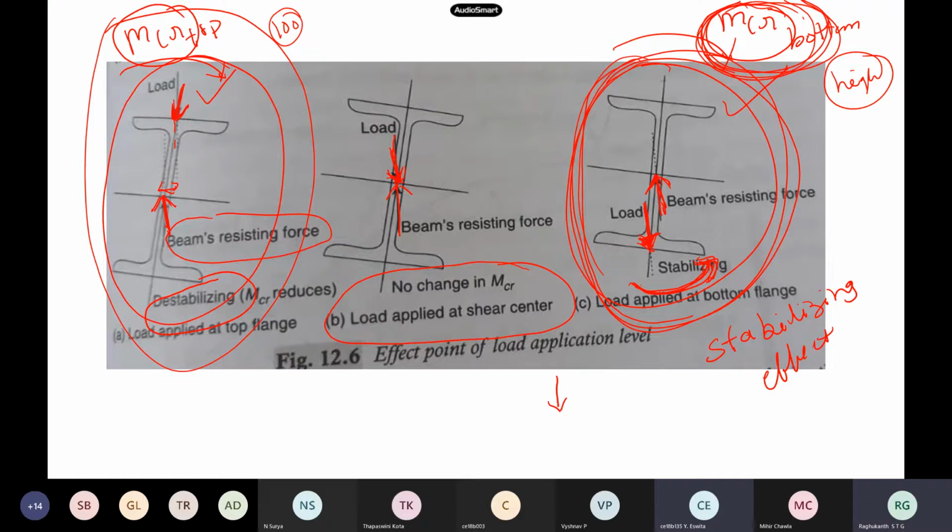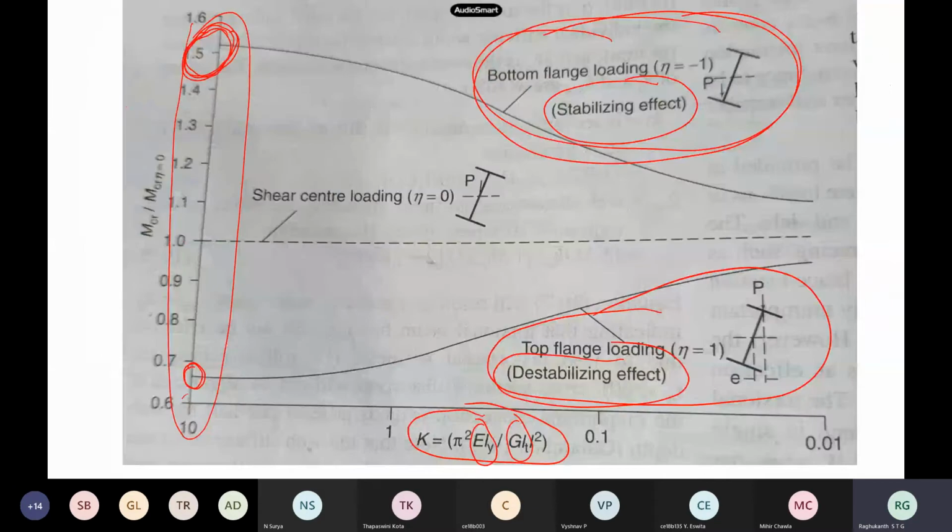C is more stable because of how your load and your beam resistance act. Your beam is trying to buckle in this direction, but it applies the other direction, so it stabilizes. So this is stabilized, whereas this is unstable, and this one is neutral. This is how the load and the stabilizing effect are going to vary.